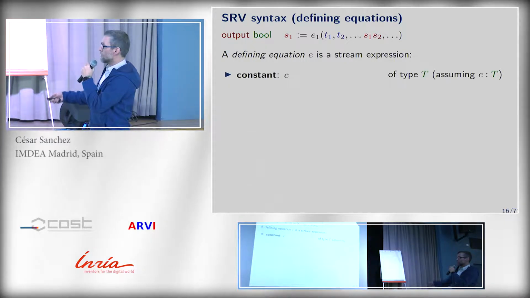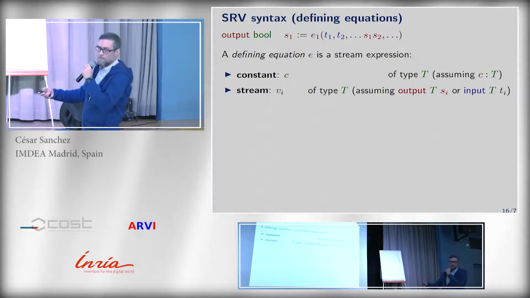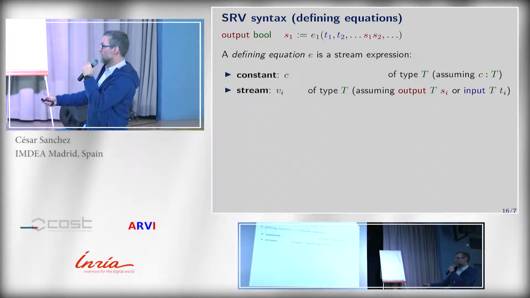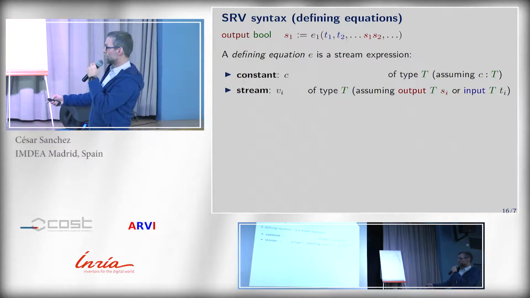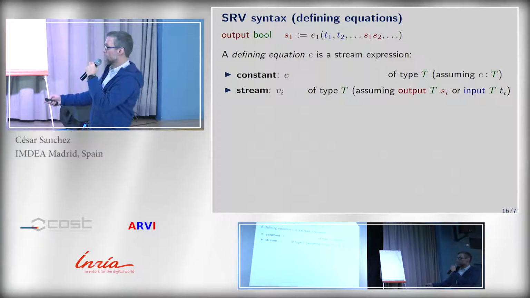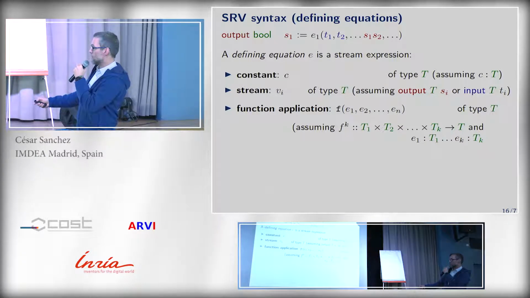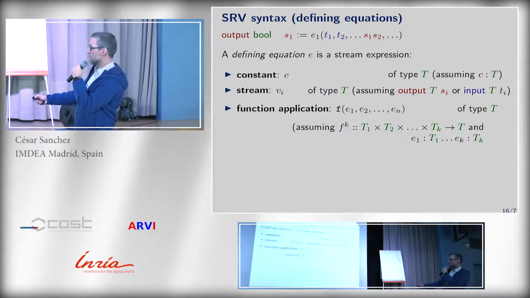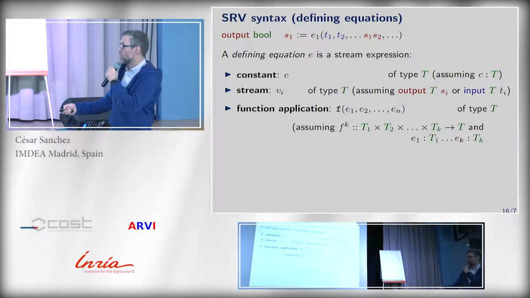So a defining equation can be built from constants of the domains. Of course, the constant will have the type of the constant in the domain. The streams will have the type that you declared. But this is one of the expressions that you can have here, just a stream. Function applications with your interpreted functions, that of course have types, given expressions of the proper types. This expression as a term will have the type declared in the domain.